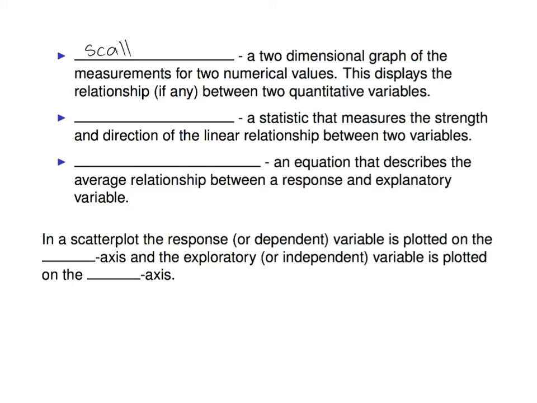So, scatterplot. It looks like a bunch of points scattered in the plane. The correlation is a statistic that measures the strength and direction of the linear relationship between the two variables. So, correlation. And the regression equation is an equation that describes the average relationship between a response and explanatory variable.